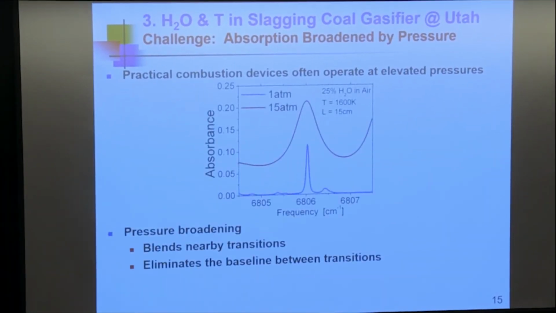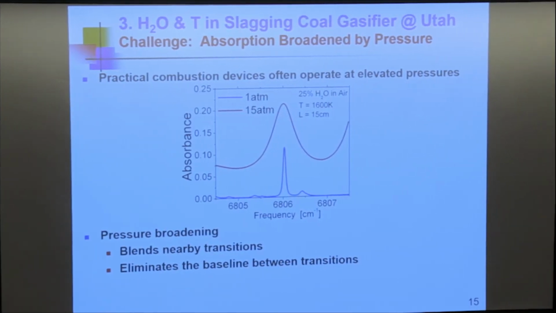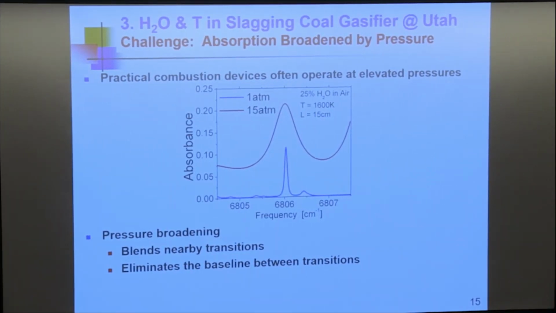So the problem with these high pressures is illustrated here. If we had 1 atmosphere, 25% water in air, 1600 Kelvin, 15 centimeters, this absorbance is 0.2, so the absorption is of that order. At 1 atmosphere, we have nice isolated features. At 15 atmospheres, now we've got trouble. There's no place where the signal goes to 0, so it's harder to interpret I over I0, and you have to sum up your line profiles and deal with it.